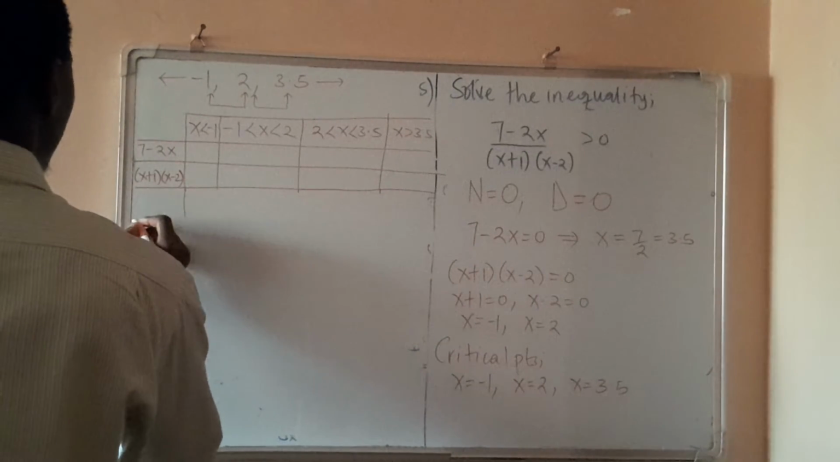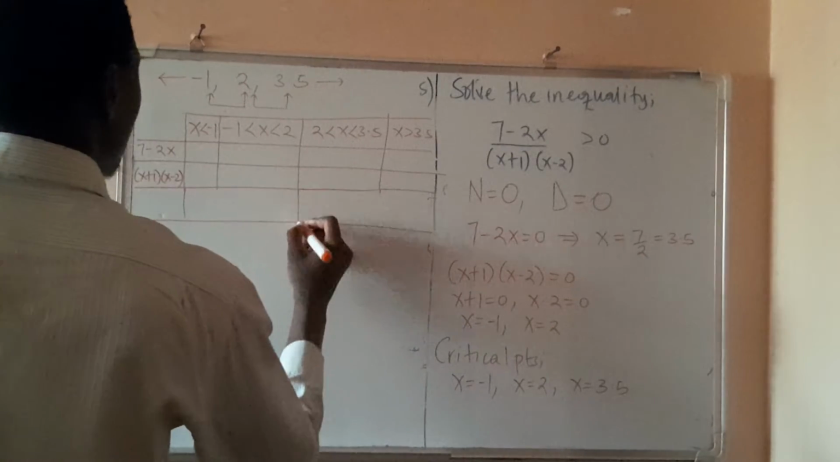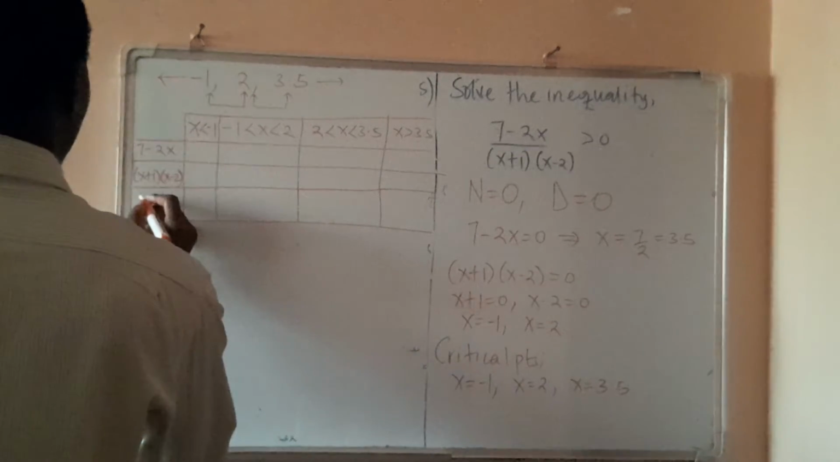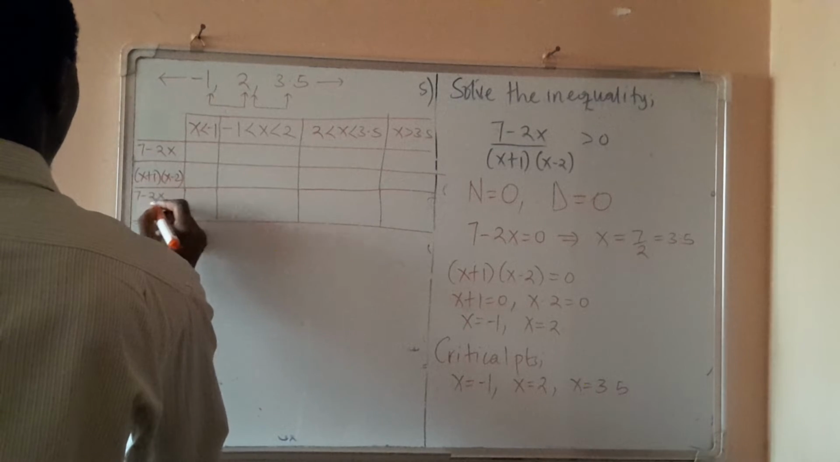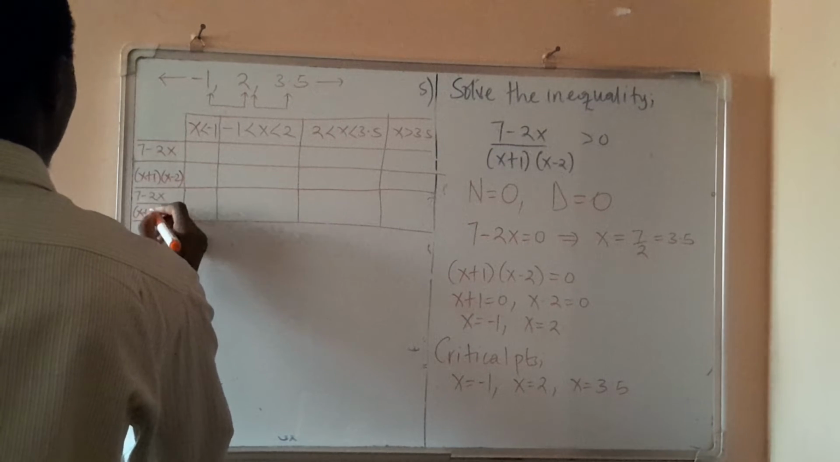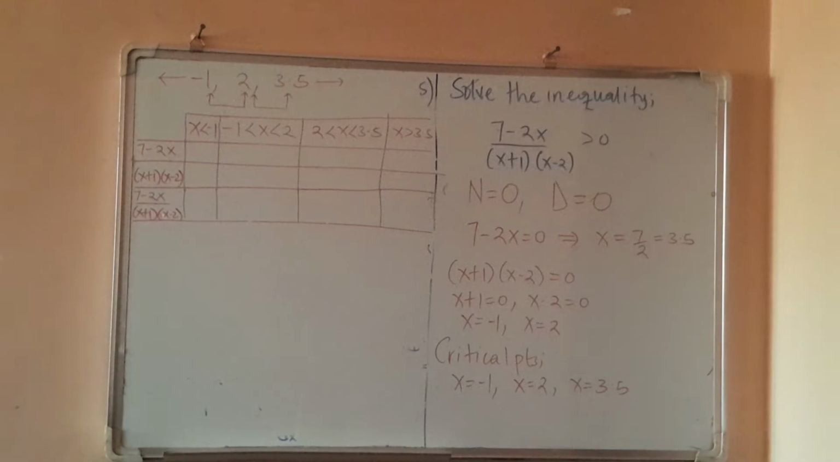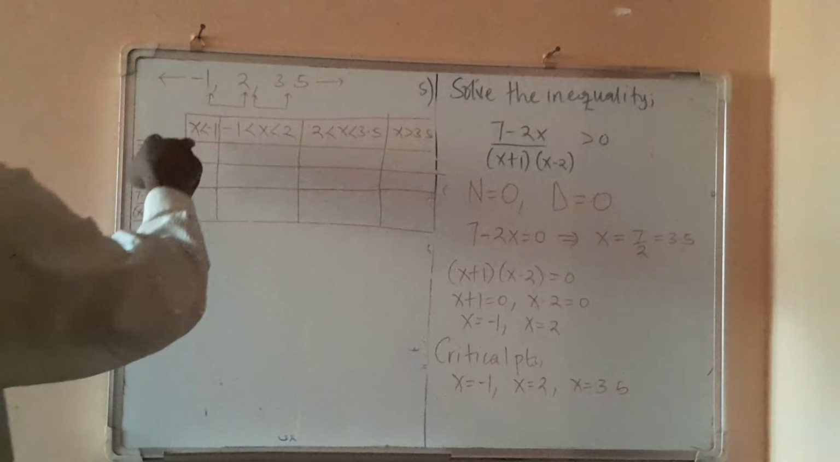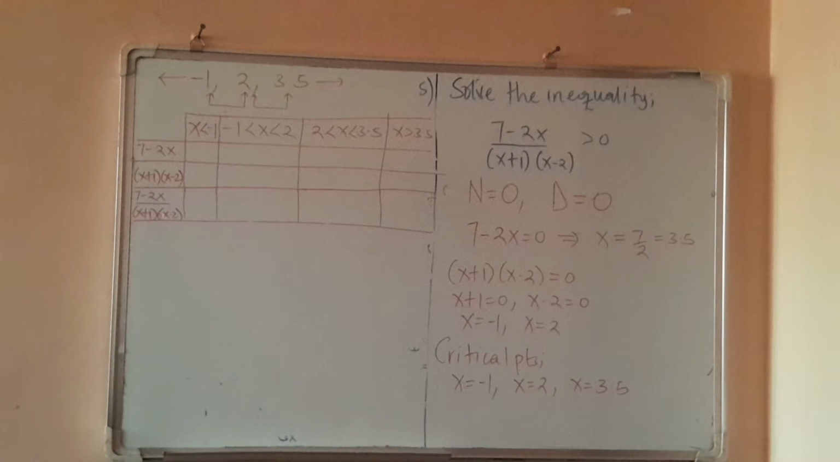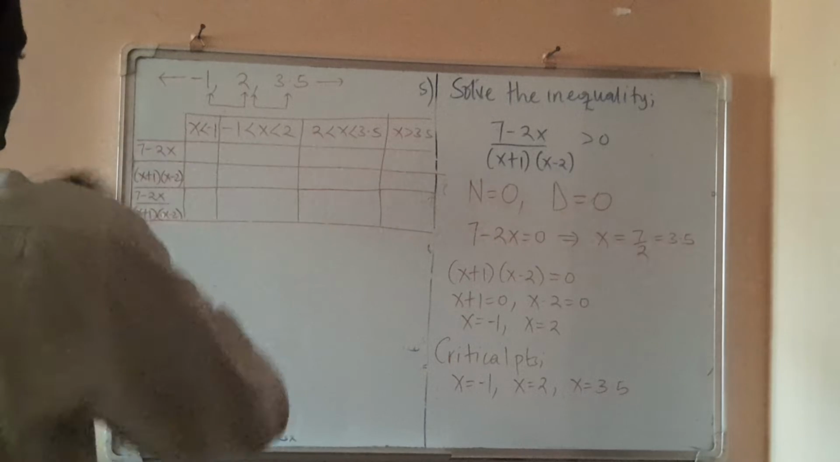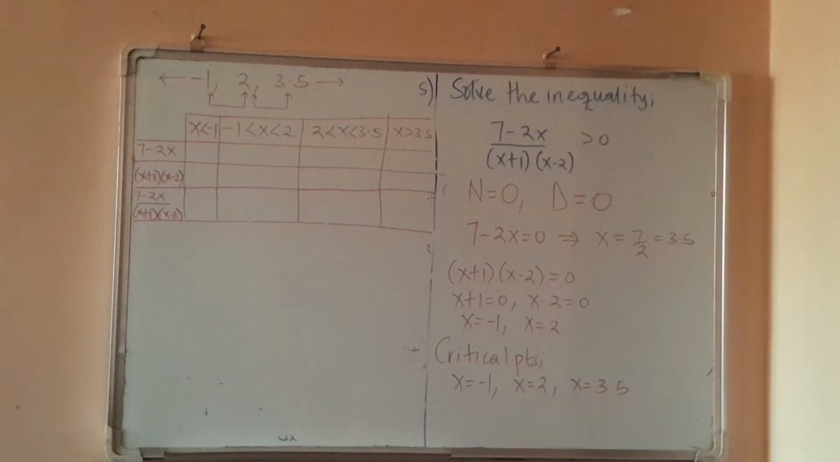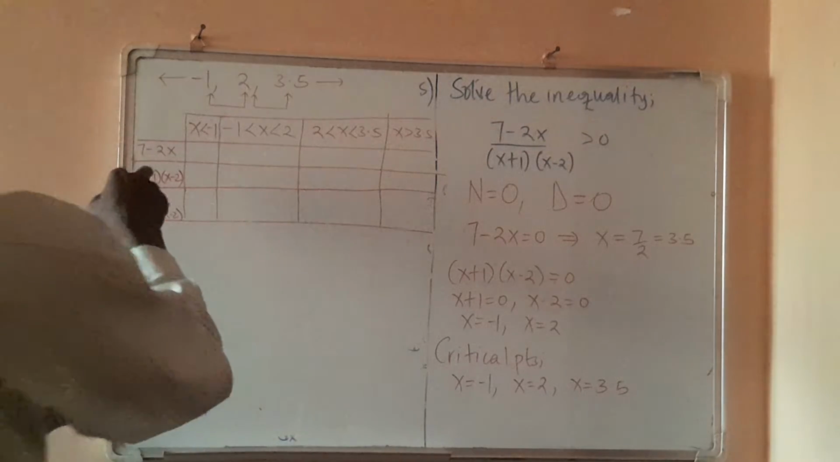and then we have 7 minus 2x over (x plus 1)(x minus 2). So you start substituting in those values in those functions. For values of x which are less than -1, substitute in the numerator and see what will happen. For example, we can take any value of x which is less than -1. We can take -2. 7 minus, so you substitute -2 here.